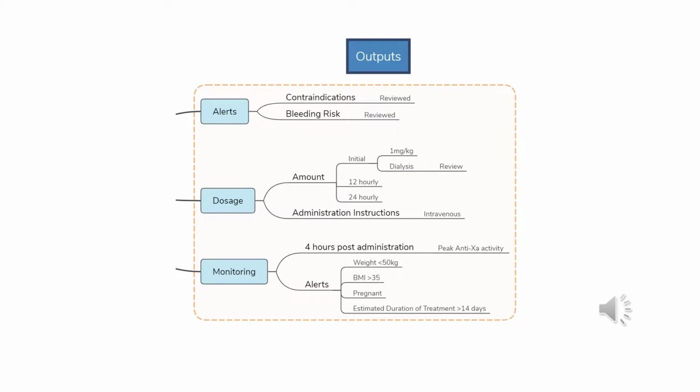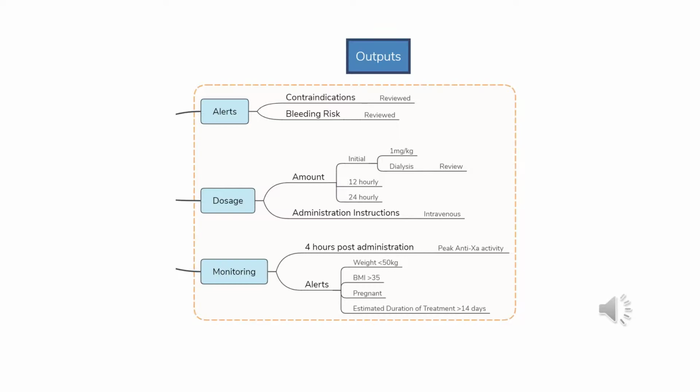Outputs are the final part of the decision support tool. Alerts are the first output. This includes contraindications and the bleeding risk. These are calculated from the input data. These alerts can be reviewed by the clinician to aid in the prescription of enoxaparin.